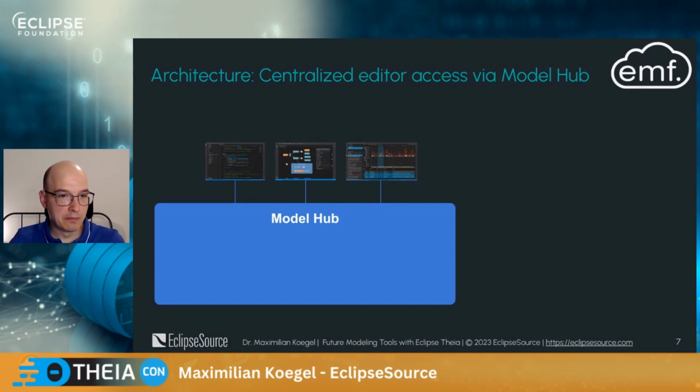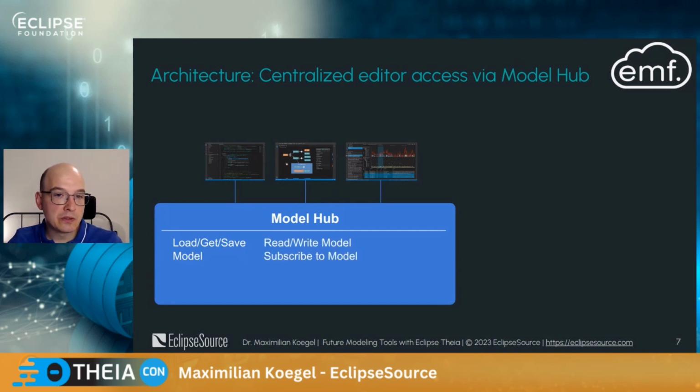What's a model hub? The idea of the model hub is to have methods to interact with the data model. So with the model hub, you can load, get, and save a model. Loading means loading from persistent storage. Getting is getting the content of the model or partial contents of the model that you want to display in an editor, and save is obvious.